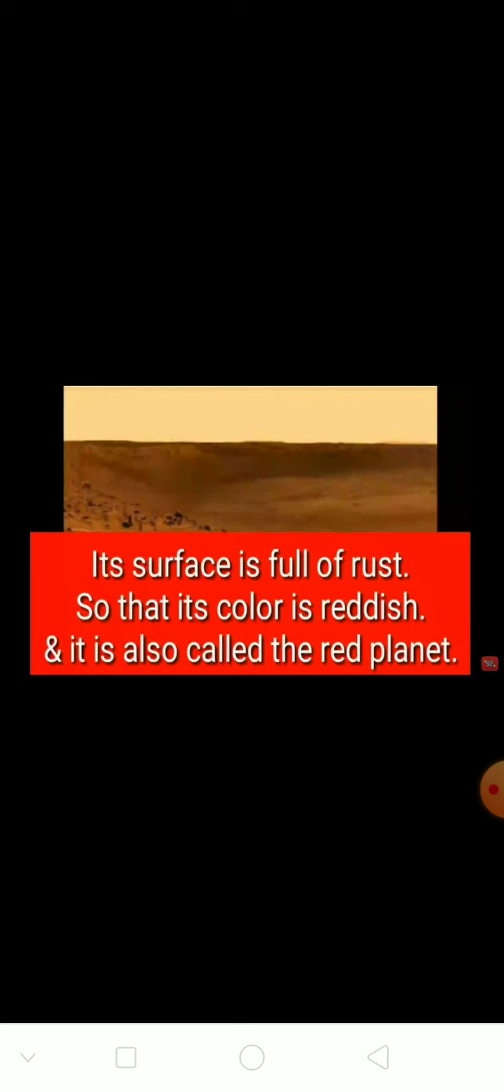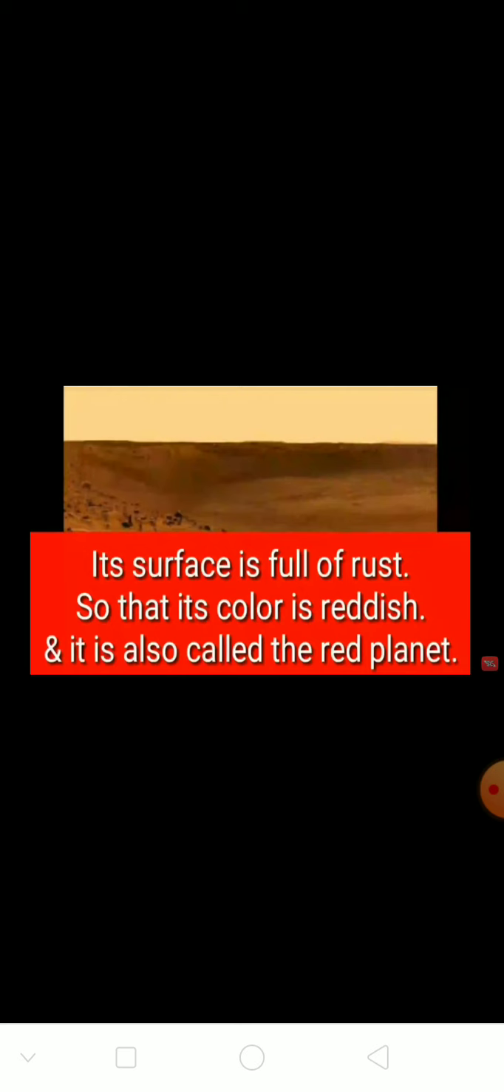Mars is a very cold planet, and its temperature is less than the freezing point. Its surface is full of rust, so its color is reddish. So this planet is called the red planet.